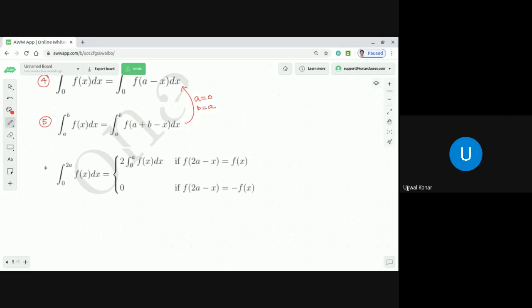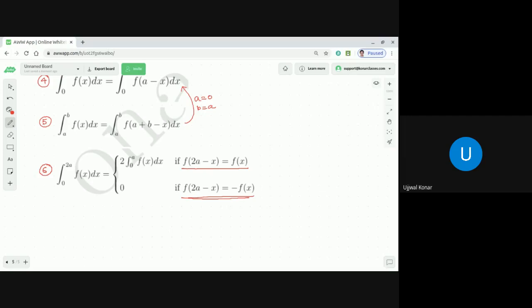Now let me come to point 6. Integration 0 to 2a f(x) dx has two different values depending on the nature of the function. If you find f(2a - x) equal to f(x), the value is 2 times integration 0 to a f(x) dx. But if you find f(2a - x) is equal to minus f(x), then the value of the integration is 0.